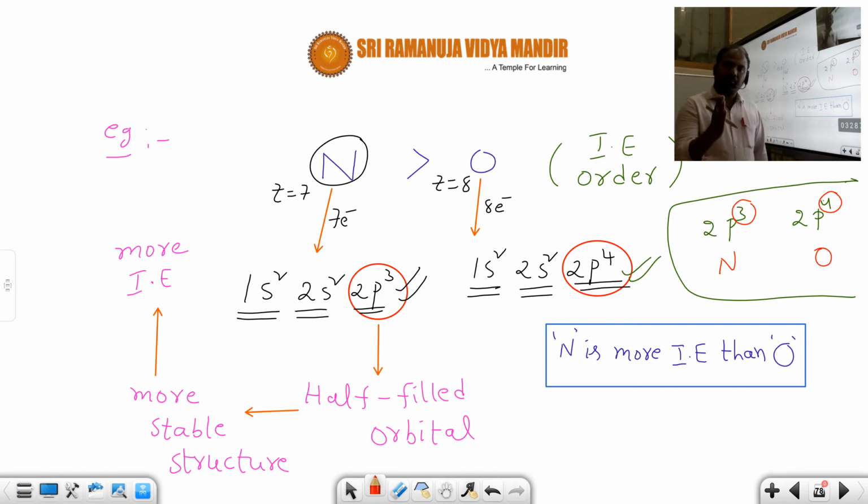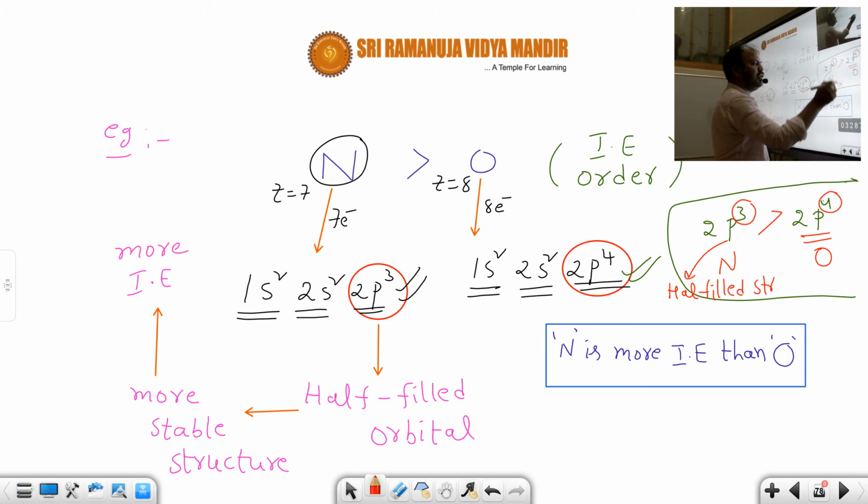What I am saying is, is p containing 3 electrons more stable, or p containing 6 electrons more stable? Because the p half-filled structure is 3 electrons, and the p fully filled structure is 6 electrons. So half-filled orbitals and fully filled orbitals are more stable. Due to that reason, compared with 2p4, 2p3 is more stable because it is a half-filled structure. Whenever a half-filled structure is there, it is more stable, and whenever it is more stable, it has more ionization potential.